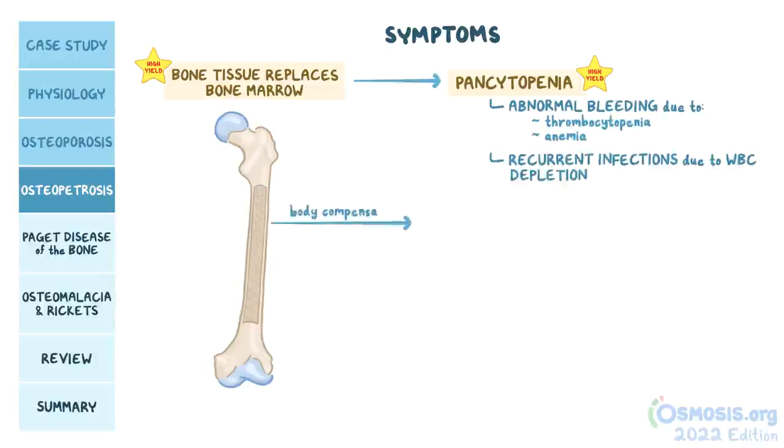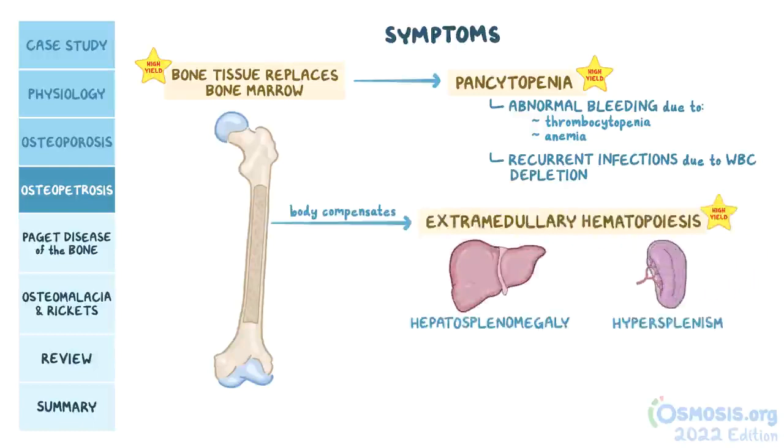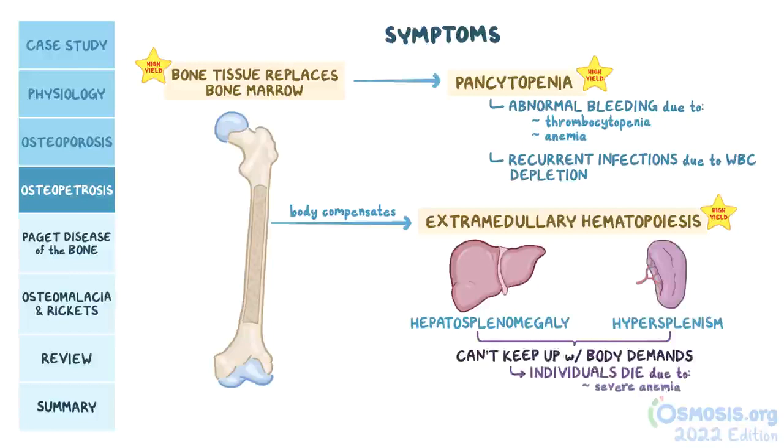Now, the body tries to compensate for bone marrow failure by stimulating extramedullary hematopoiesis in the liver and spleen, resulting in hepatosplenomegaly and hypersplenism. Unfortunately, it can't really keep up with the body's demands, and as a result, these individuals die due to severe anemia, bleeding, and infections.